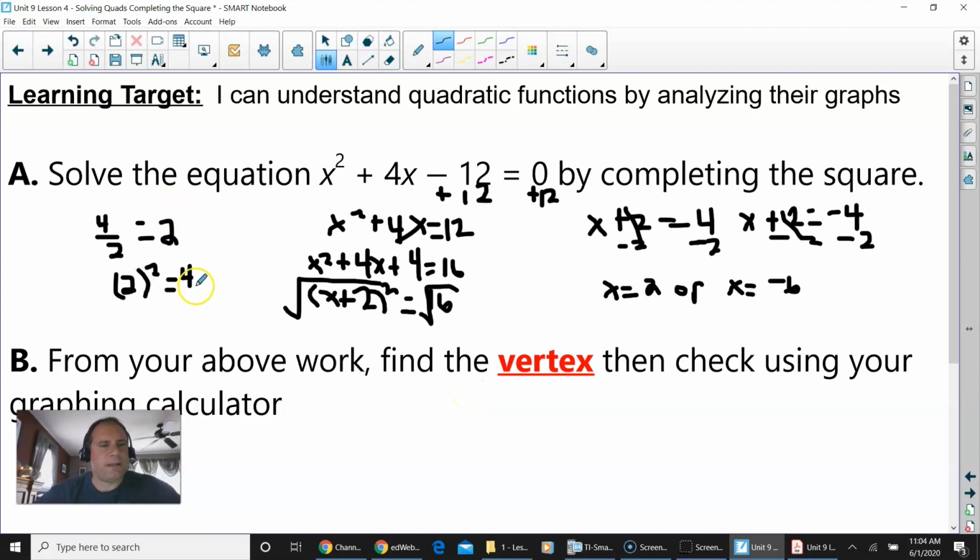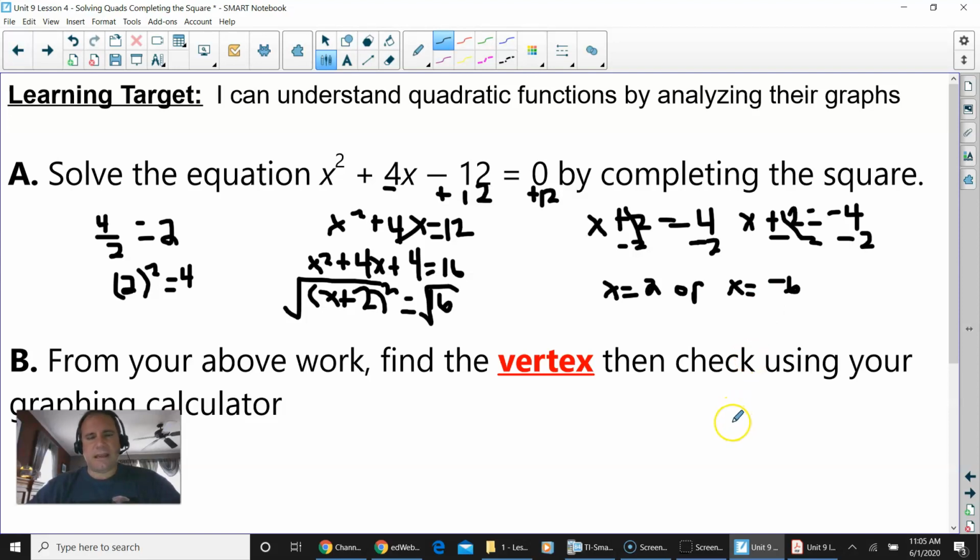Okay, you can see what I did right here. I took 4 divided by 2, and I got 2. The 4 comes from this right here. 2 squared equals 4. Then I added that to both sides here. You have x squared plus 4x plus 4 equals 16, because 12 plus 4 equals 16. When you factor x squared plus 4x plus 4, you get x plus 2 squared, x plus 2 times x plus 2. Square root both sides, and 16 happens to be a perfect square. You have x plus 2 equals 4, and x plus 2 equals negative 4. You subtract 2 on both sides, you have x equals 2, or x equals negative 6.